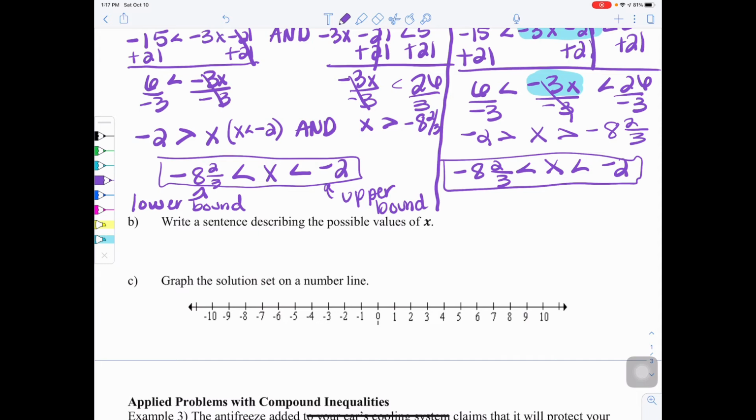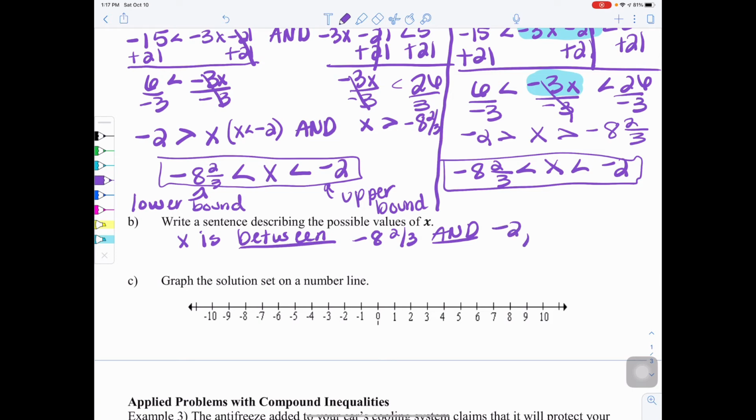So when we write a sentence that describes the possible values of x, we're going to this time say x is between. I'm going to underline that because it's important. -8 2/3. And another important word, -2.